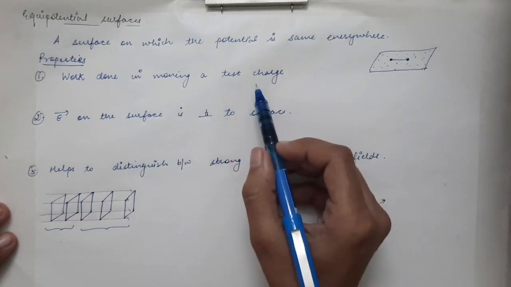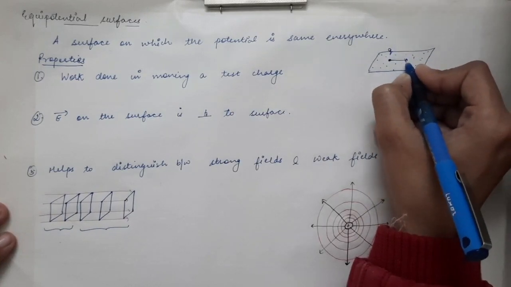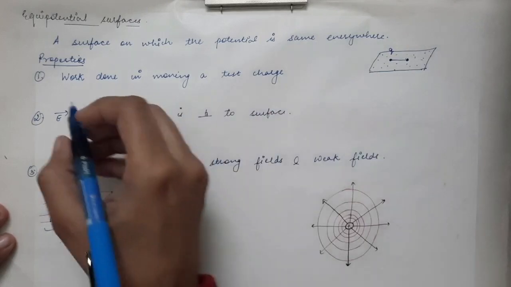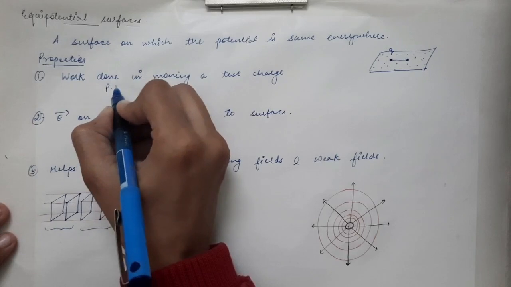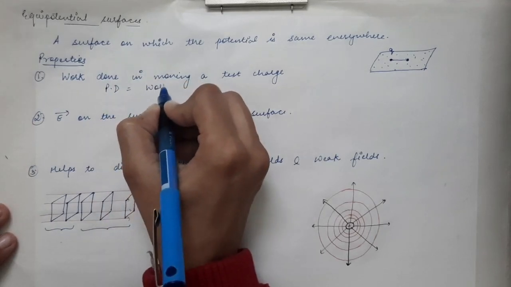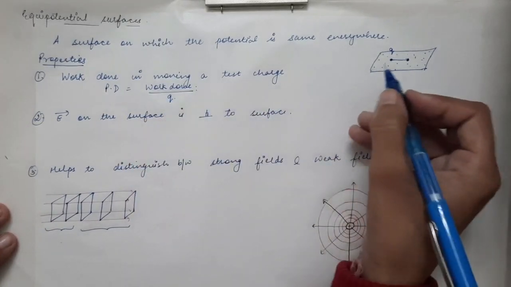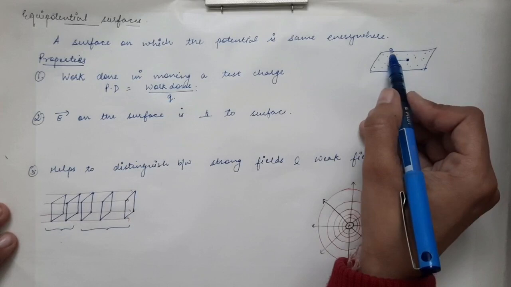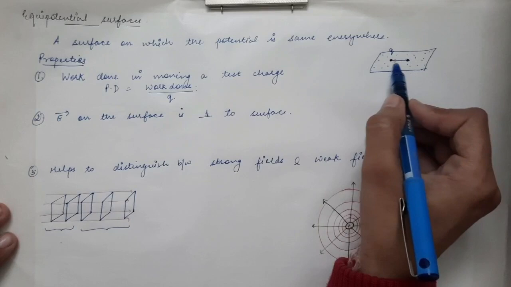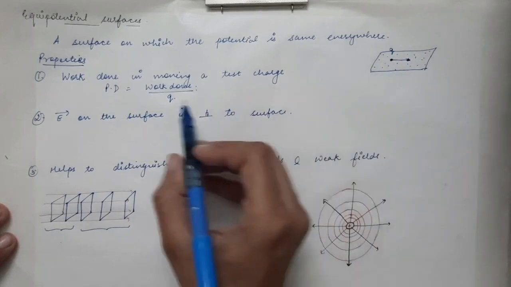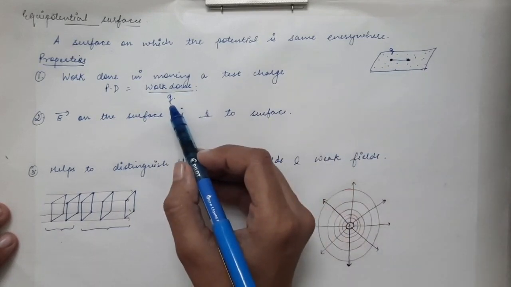So what will be the work done in moving one charge? Let's say you are moving Q charge from this point to this point. What is the potential difference? Potential difference is nothing but equal to work done divided by the amount of charge that you are moving. So here we are moving Q amount of charge from this point to this point. What will be the potential difference between these 2 points? It will be just equal to the amount of work done divided by the amount of charge that we are moving.